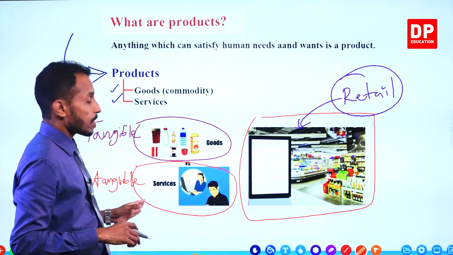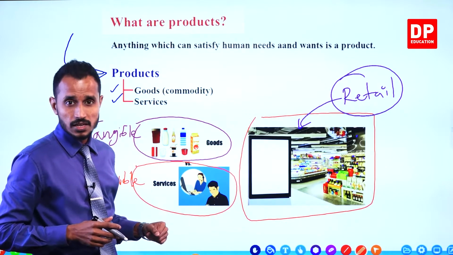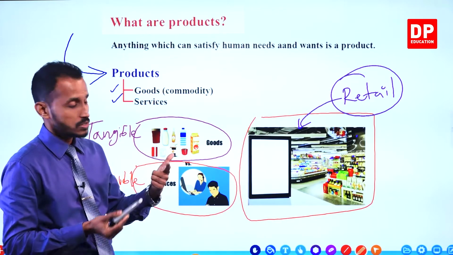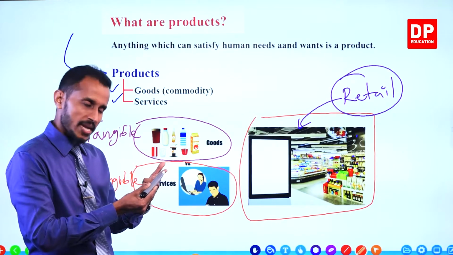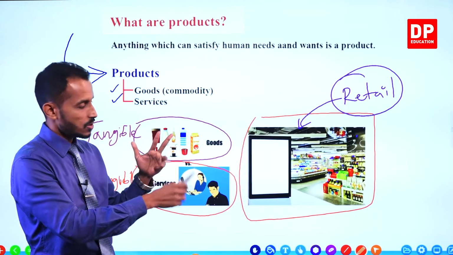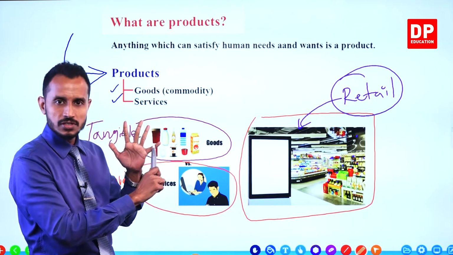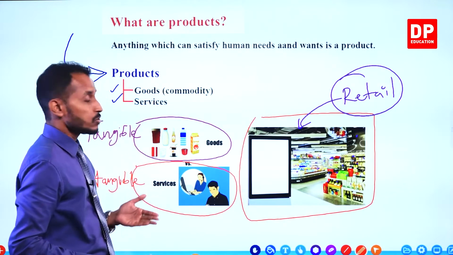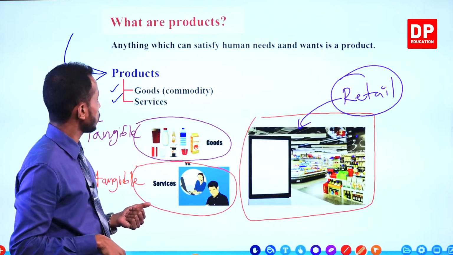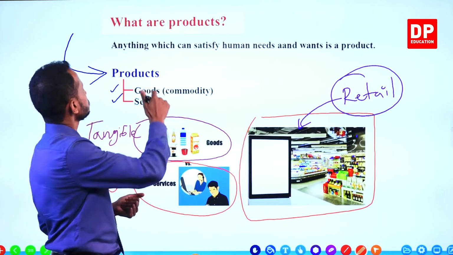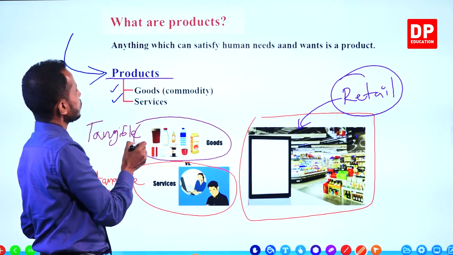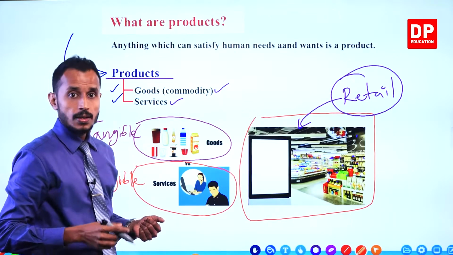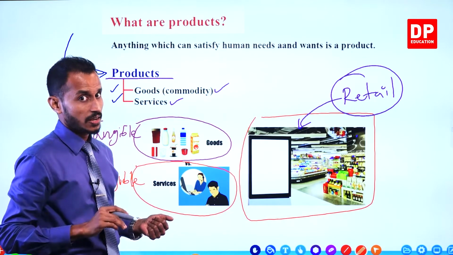And we talked about other services, right? Educational services, medical services, transportation is a service, communication is a service. There are a number of services we use on a daily basis. So products are divided as goods and services. It's clear to you. I hope it's clear.